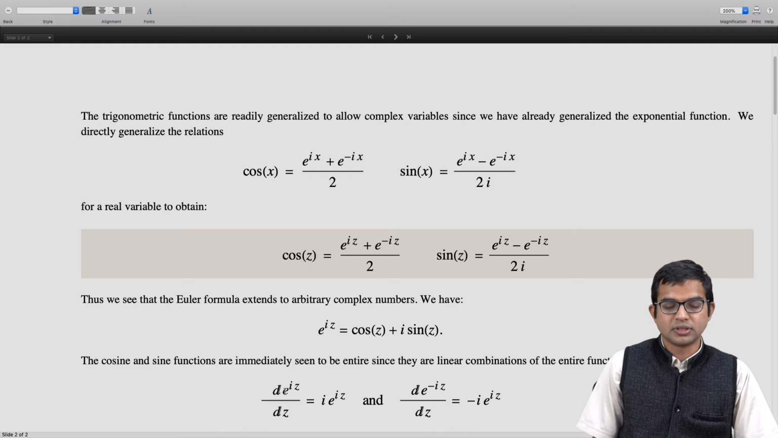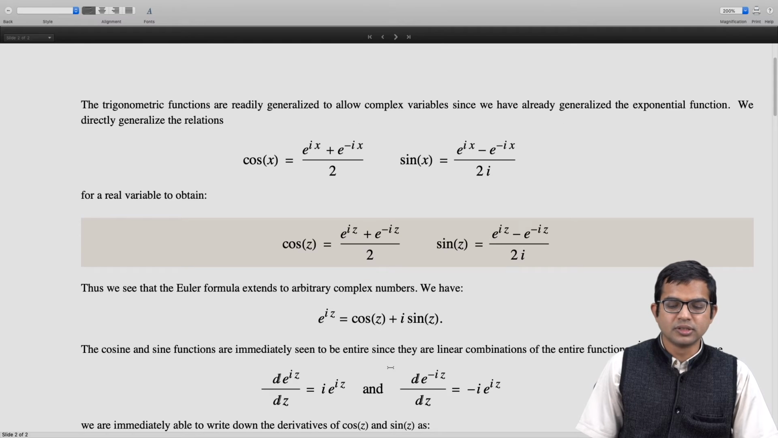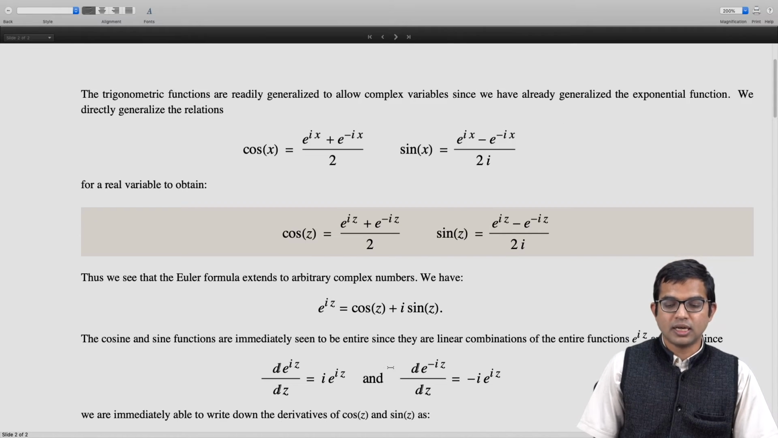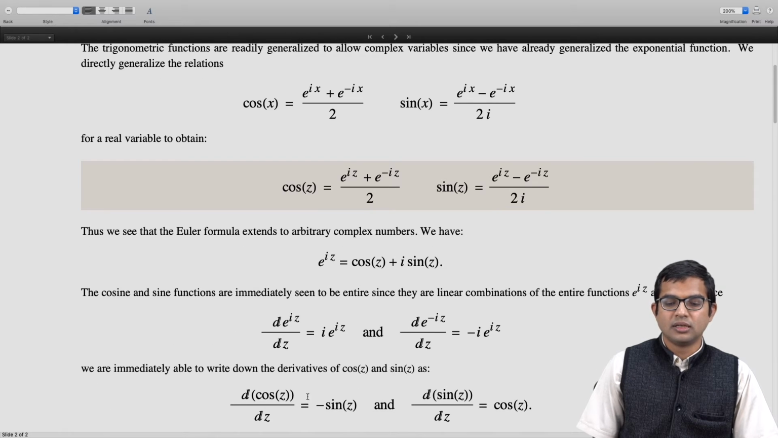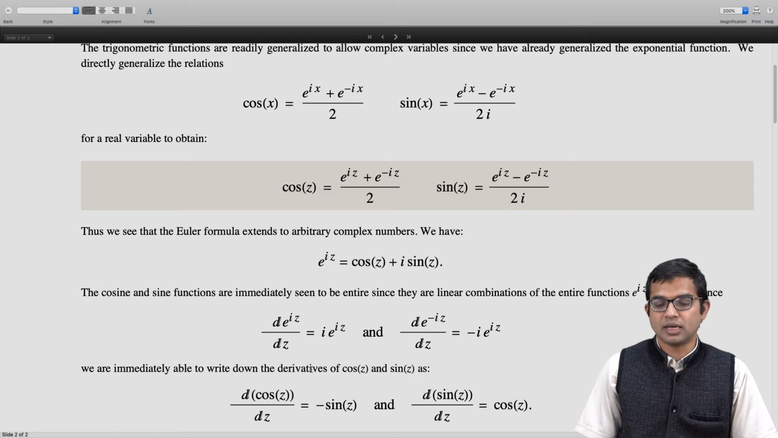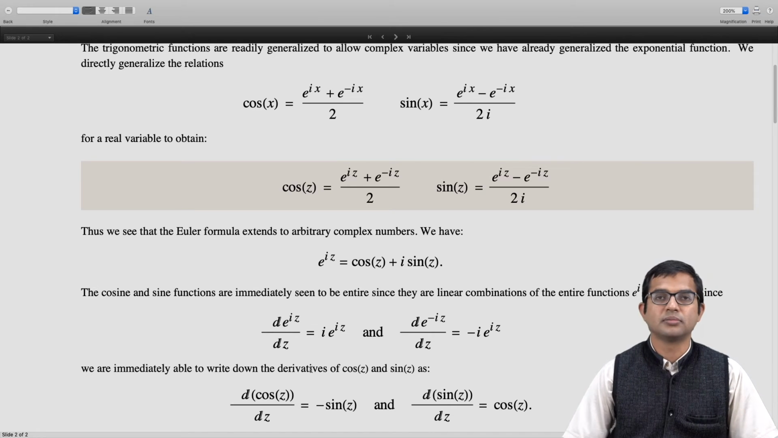If you take the derivative of the exponential function e to the iz, you get i times e to the iz, and if you take the derivative of e to the minus iz, you get minus i times e to the minus iz. So it's analytic everywhere, and the derivatives are explicitly written down. Using this, we can immediately write down the derivatives of cosine of z and sine of z. So d by dz of cosine of z, you can quickly convince yourself, is nothing but minus sine of z, and d by dz of sine of z is nothing but cosine of z according to this generalized definition.